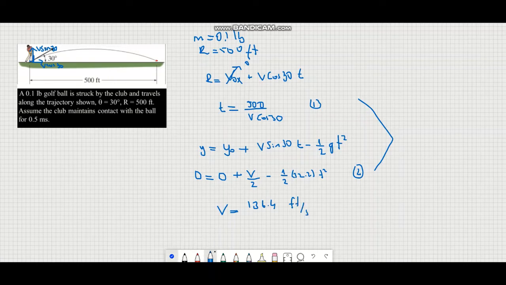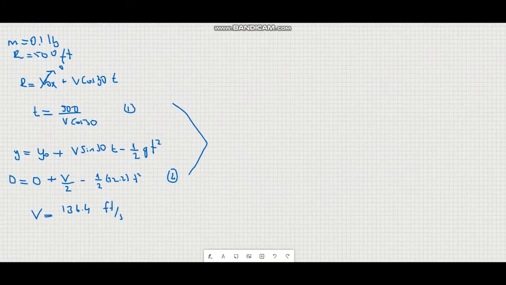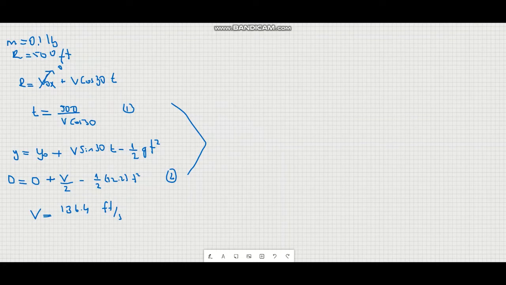So we found the velocity. Then we can find the force acting on it during the impulse. We know from our equation that the mass multiplied by the initial velocity plus the impulse term, which is the integral of the external force F dt, is equal to the mass multiplied by the final velocity.